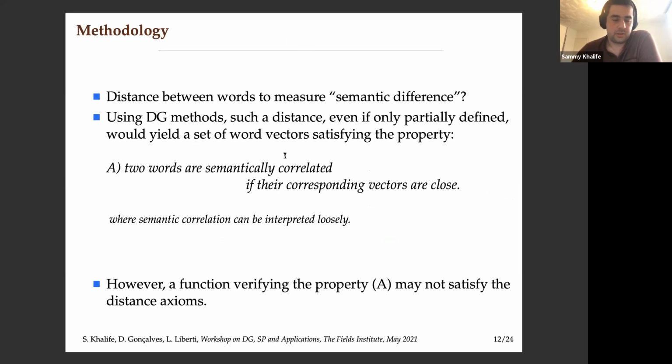So this is only about distance geometry, but now how can we use these two ideas in the case of unsupervised learning to construct word embeddings? In the ideal case, we would like to have a distance between words or symbols that would measure their semantic difference. Using distance geometry methods, such a distance would yield a property such that two words would be semantically correlated if their corresponding vectors are close. But a potential obstacle is that the distance verifying this property may not satisfy the traditional distance axioms in Euclidean geometry.